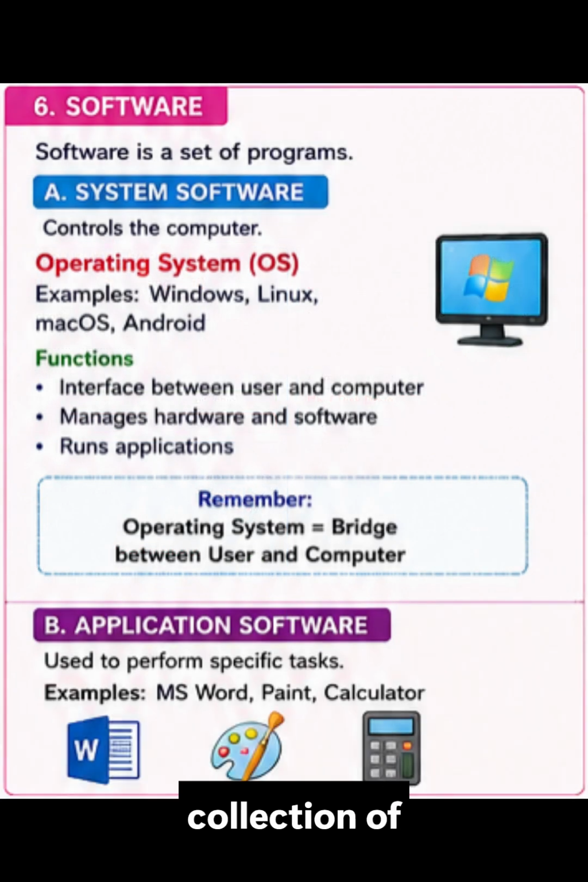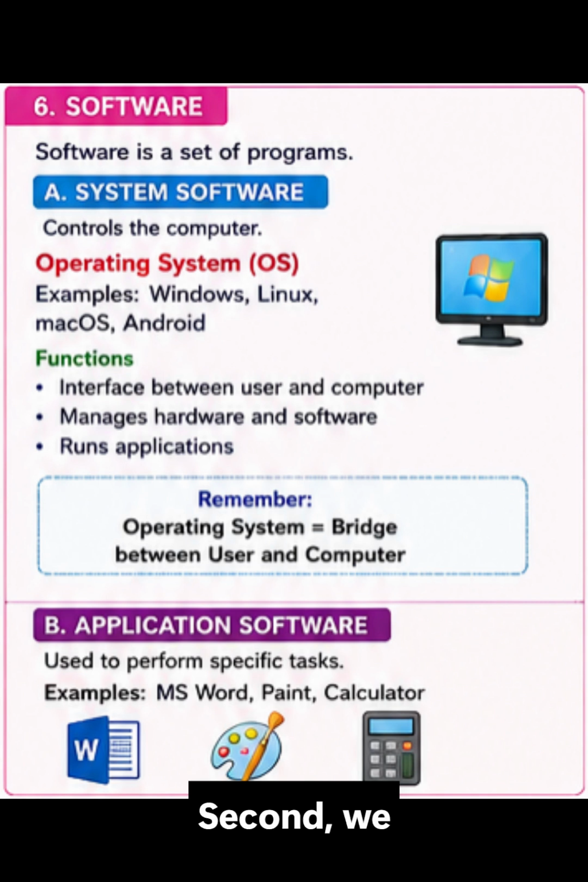Moving on to Section 6, Software. Software is a collection of programs that tell the computer what to do. First, we have system software, like the operating system. Think of Windows, Linux, Mac OS, or Android. The operating system acts like a bridge connecting you to the computer hardware, helping run everything smoothly.